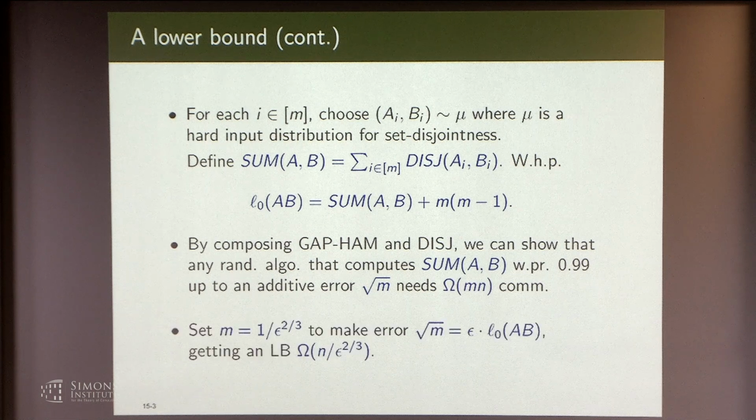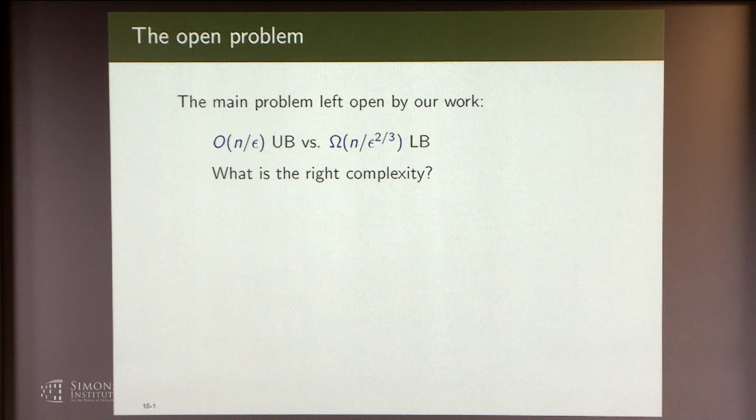Then we set m to be 1 over epsilon to the power 2 over 3, to make the error square root m equal to epsilon times the L0 norm of the product of the two matrices. So this gives us this lower bound. This is a high-level sketch of the lower bound proof. If you want to remember only one slide of the talk, this is the slide.